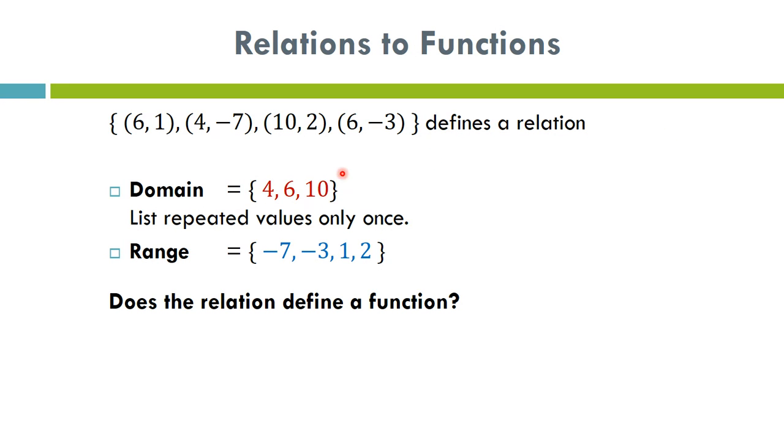Now remember, if I ask you to describe the domain, those are your x values. You list them from smallest to greatest. Repeated values you only list once. And same thing for the range. They're your y values. Okay, so we have that here.